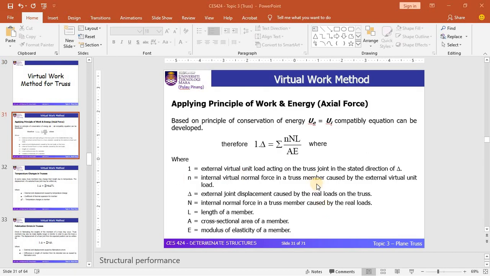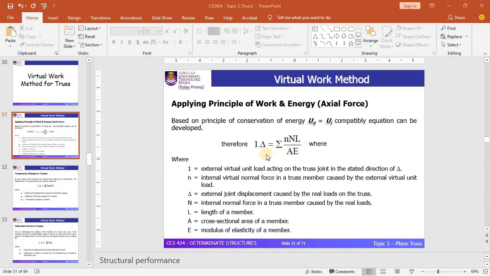This slide shows the equation of the virtual work method for truss. We have seen these equations in the previous topic, which is on the beam topic. I have shown you these particular equations. In fact, we have seen the equation of the virtual work method for the beam. In this session, we will discuss in detail how we can use this virtual work method to calculate the displacement in the truss.